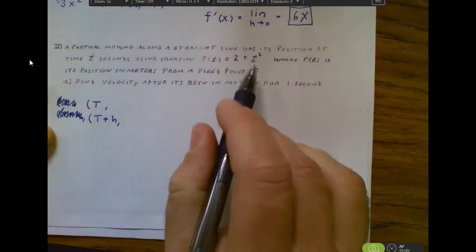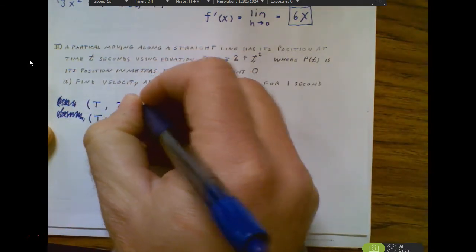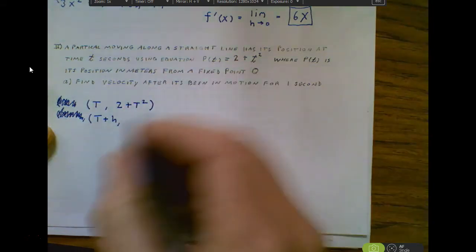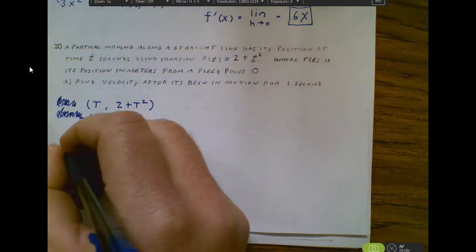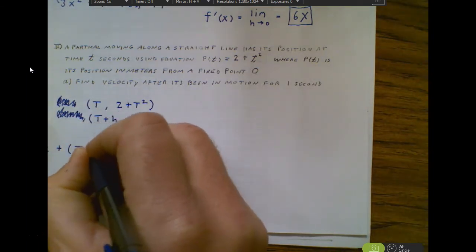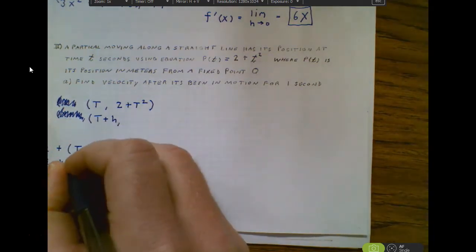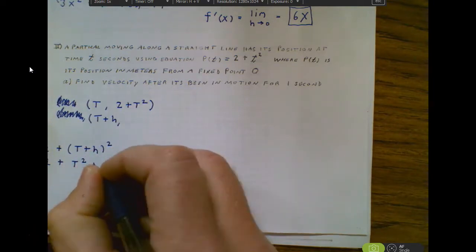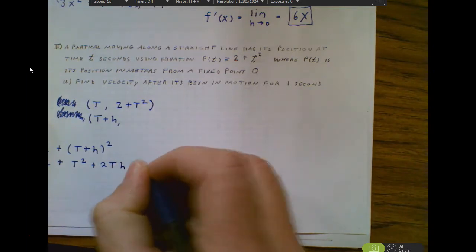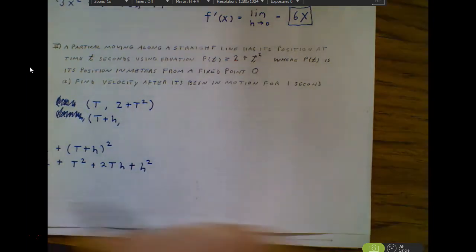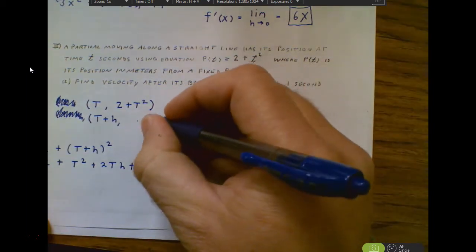So those are my x's. And if I plug t in for t, obviously I'm going to get 2 plus t squared. And if I plugged in t plus h for t, so if I did 2 plus (t plus h) squared, then with a little cleanup I should get t squared plus 2th plus h squared. And so there's my second y coordinate.